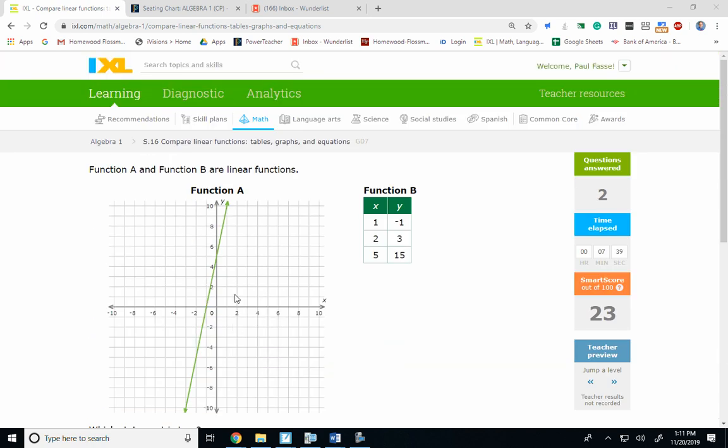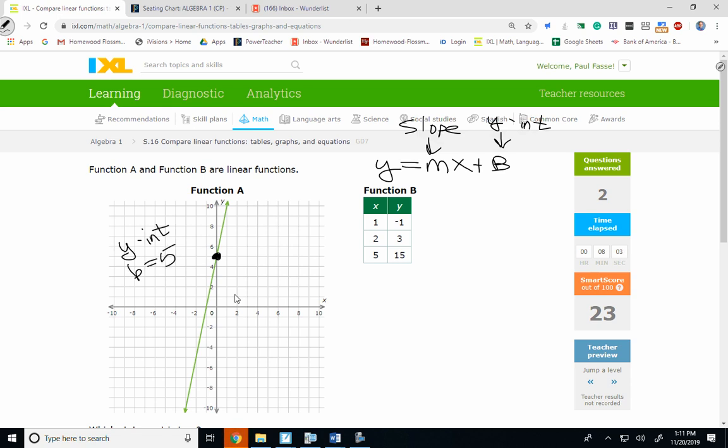So again, if we have y equals mx plus b, m is our slope, and b is our y-intercept, where it crosses the y-axis. So this time we're comparing the y-intercept. So I look here, that's crossing right there. So my y-intercept, or b, is equal to 5. Now, what do you notice about the x value at that point? (0, 5). The x value is 0.